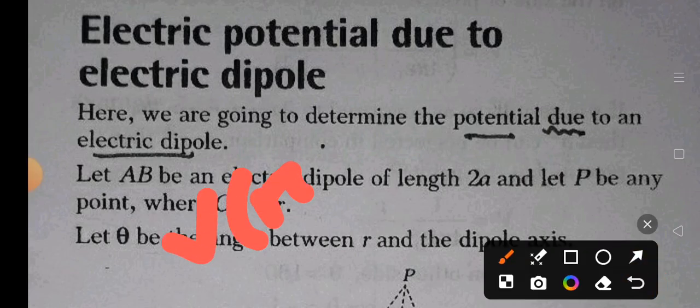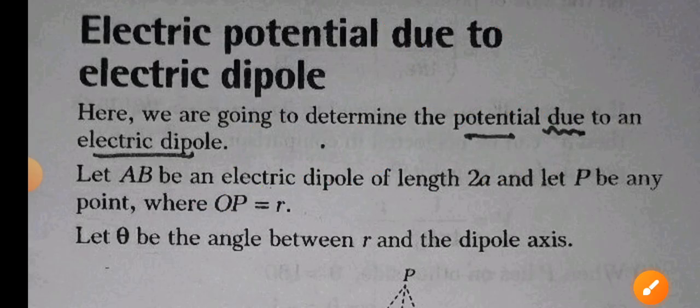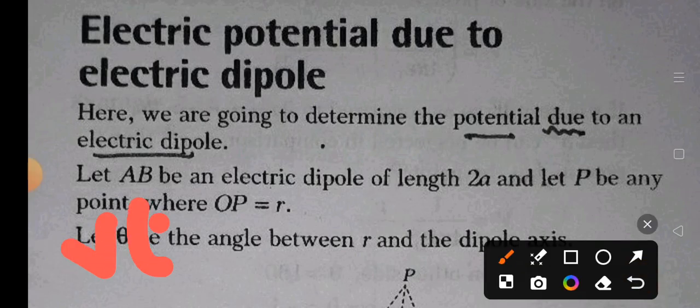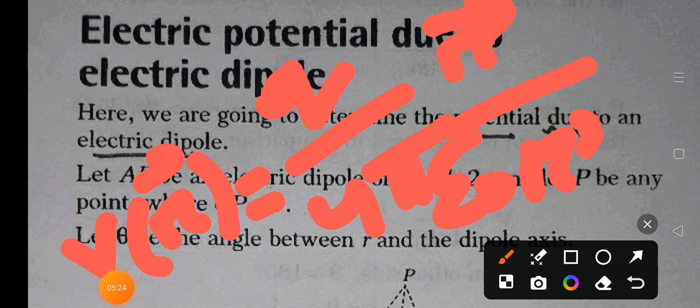So V of r vector is equal to p upon 4 pi epsilon naught, r vector upon r cube. Keep in mind, V of r vector is equal to p upon 4 pi epsilon naught r vector upon r cube. This is the important formula of electric potential at any point due to an electric dipole.